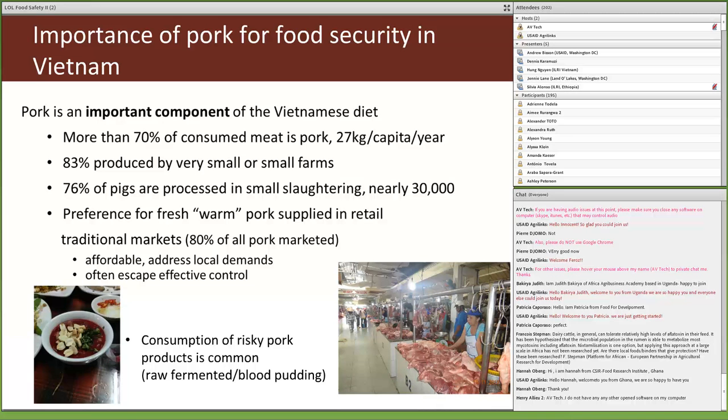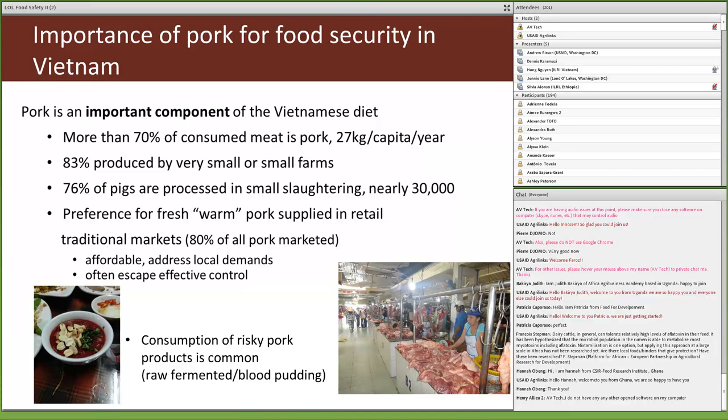Also, the particularity of this is that we have many very small slaughterhouses, about 30,000 slaughterhouses in Vietnam for 90 million people. You can see that these are quite small slaughterhouses, dealing with maybe 10-20 pigs a day. So from the hygiene point of view, it's not easy to manage.